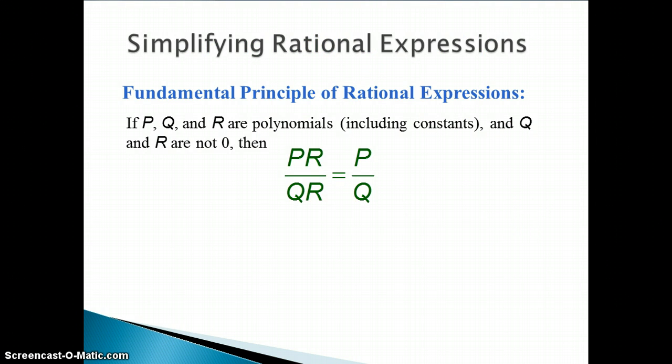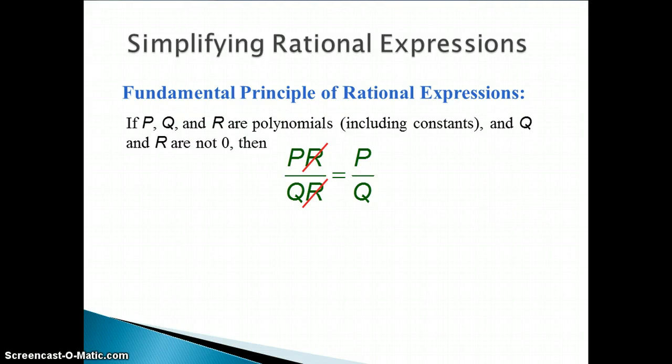Now we're going to be looking at how to simplify rational expressions. So we need the fundamental principle of rational expressions in order to simplify rational expressions. If p, q, and r are polynomials, including constants, and q and r are not 0, because of course that would make the denominator equal to 0, then this rational expression on the left, pr divided by qr, would simplify to p divided by q.